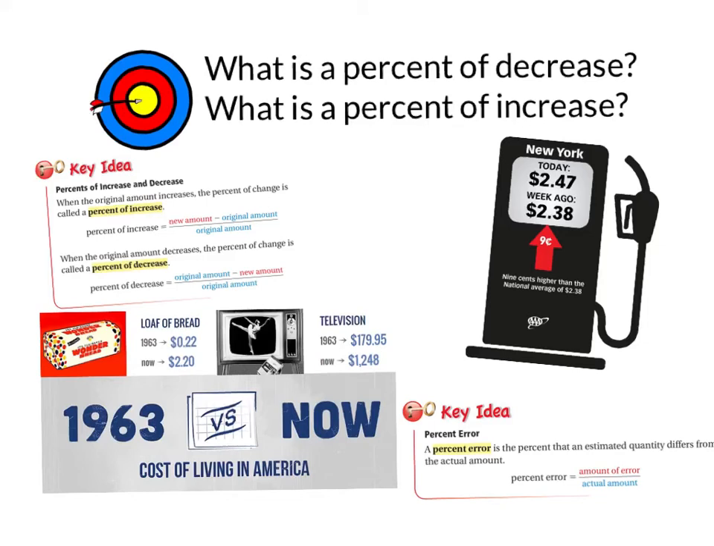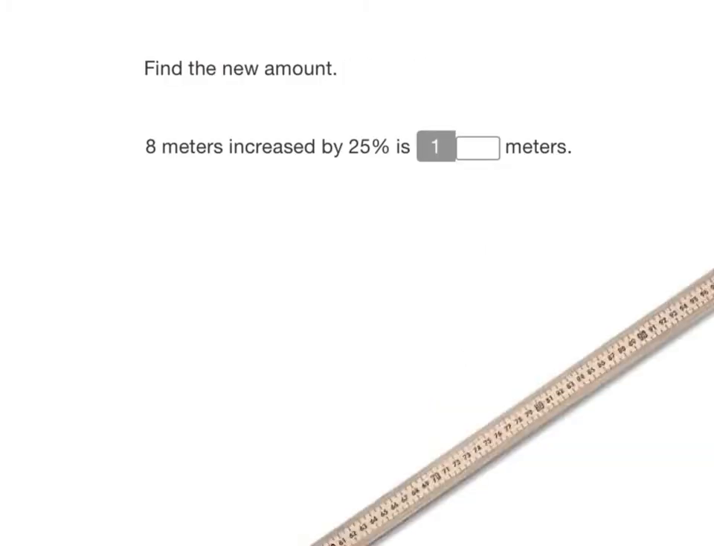This video is to review Big Ideas Lesson 6.5. What is percent of decrease, what is percent of increase, and percent error? Find the new amount. 8 meters increased by 25% is blank meters.